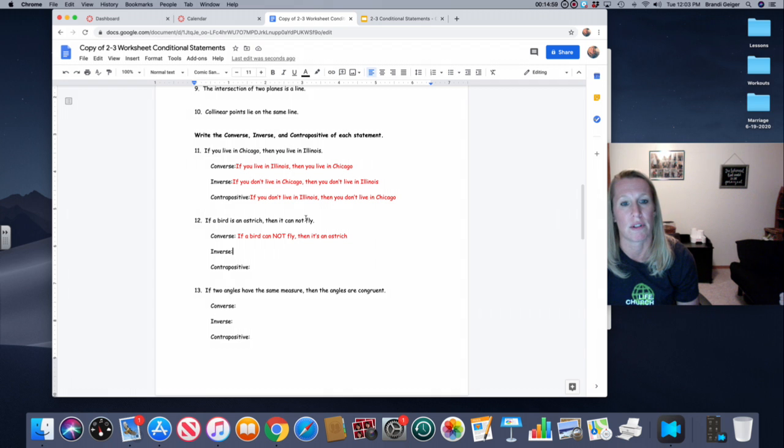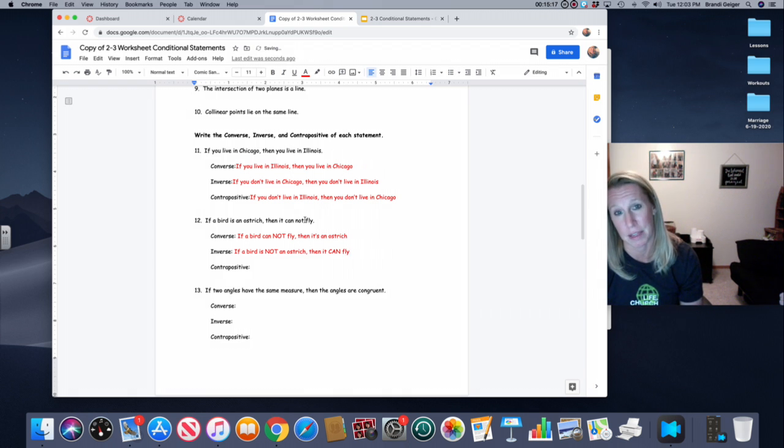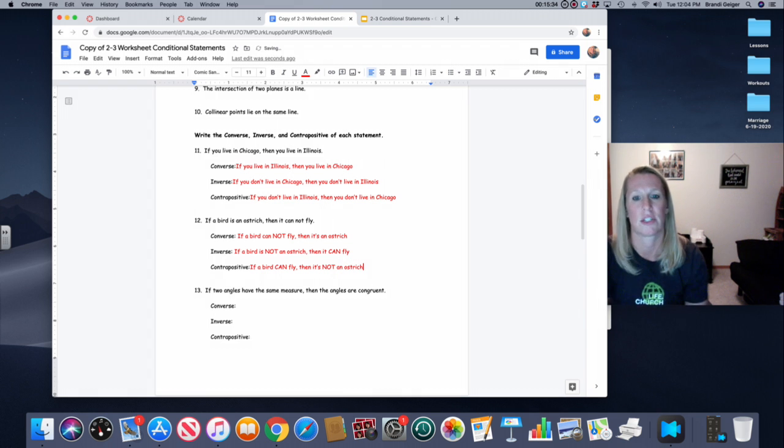Inverse goes to the original statement and negates it. So I would say, if a bird is not an ostrich, then it can fly, because I'm just negating that statement. And then contrapositive goes with the converse and negates it. So I would say, if a bird can fly, then it's not an ostrich.